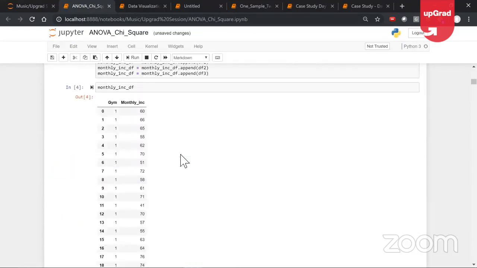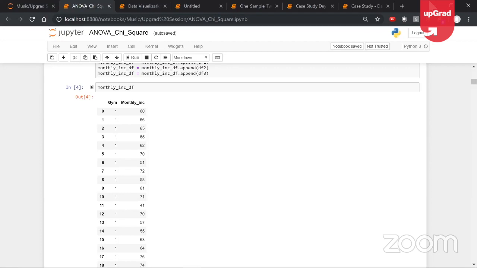Now what you have right now are 2 variables, right? There's a gym variable, there's a monthly income variable. Gym is a categorical variable, all of you can relate to that, and monthly income is a numerical variable. There's a categorical and there's a numerical variable we have got right now. What we are trying to figure out here is, does there exist a relationship between the gym and the monthly income type?